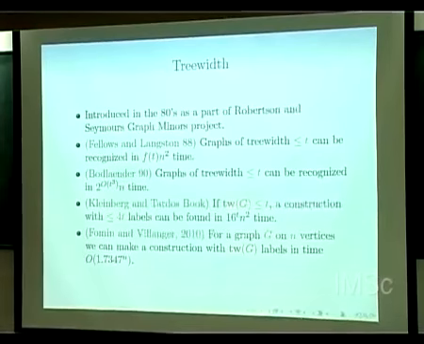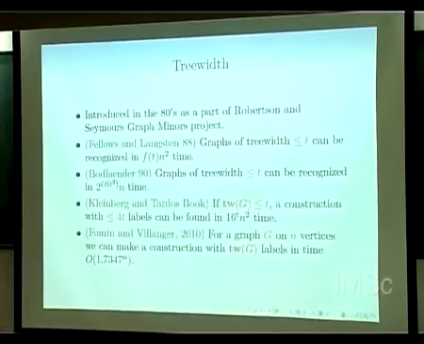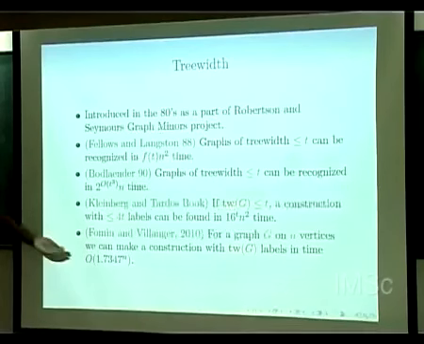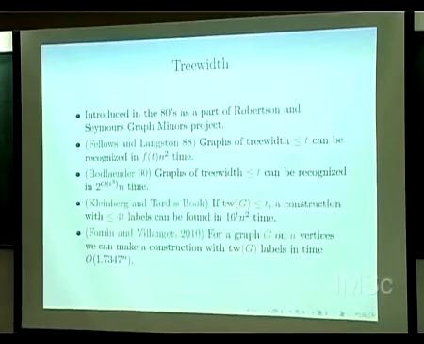There is also an algorithm for when your graph has a small number of vertices, say 15-20 vertices. You can use an algorithm which runs in this much time with respect to the number of vertices and can give you this labeling tree.